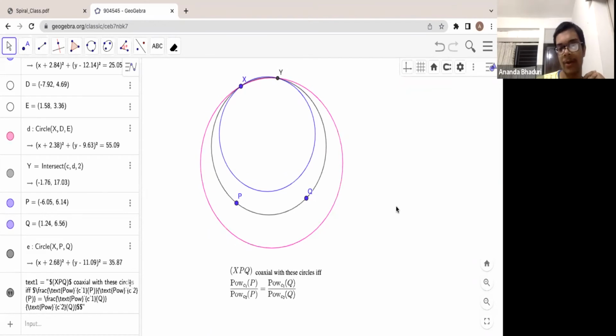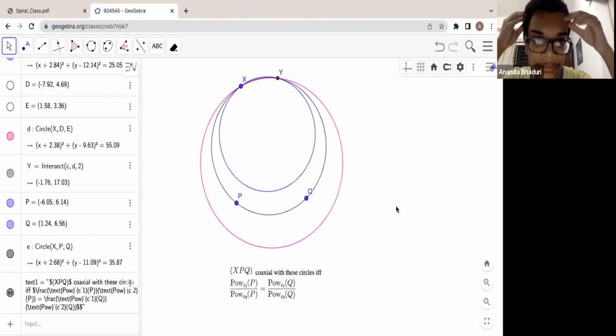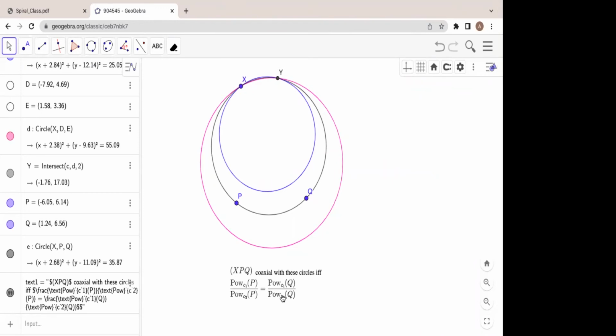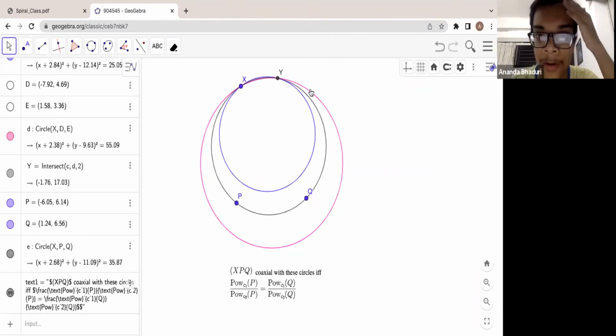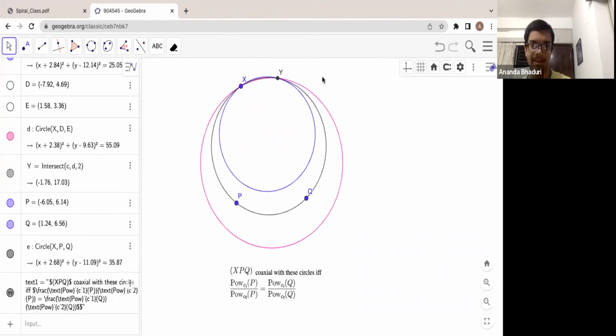So how is this related to spiral similarities? How do you think this should be related to spiral similarities? Did you get the question? Yeah. So have you seen this before? Right. Okay. Fine. So how is this related to spiral similarities?